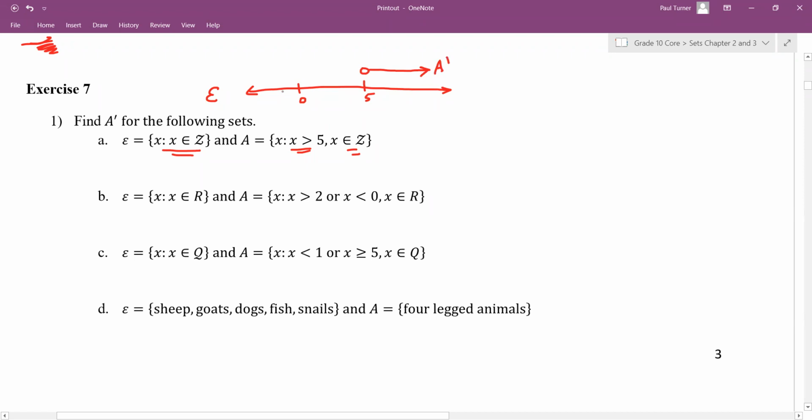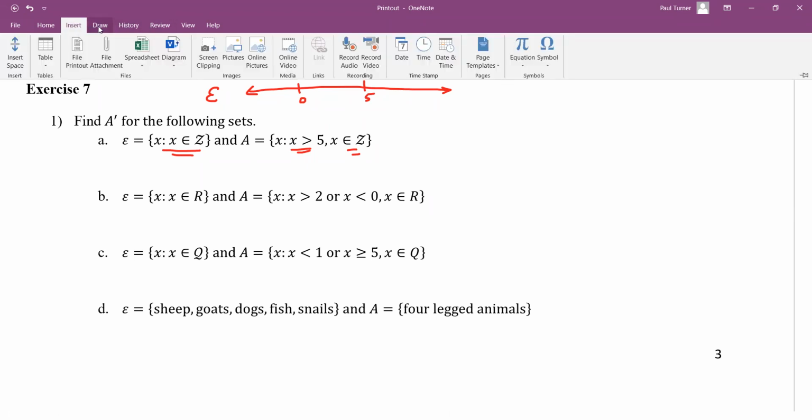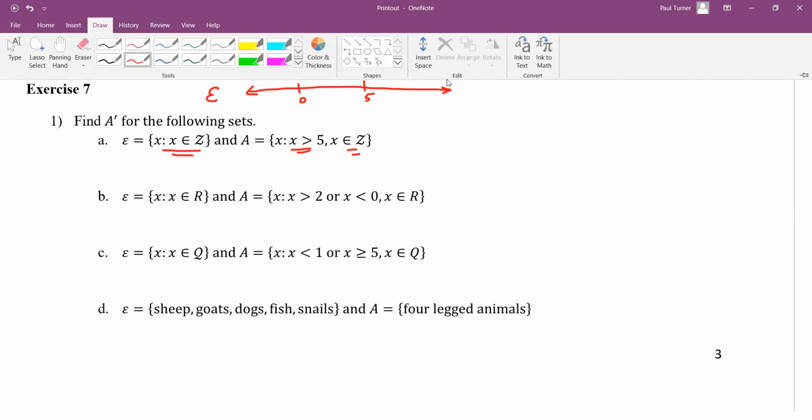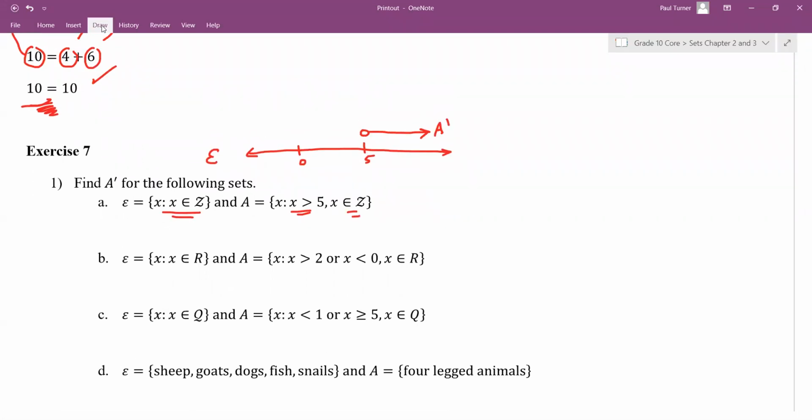Does anyone know what is the complement of A? Sorry, set A, not complement. Let's erase that. That's set A. Say one thing and write another. Okay, so this is set A here. That goes to positive infinity.